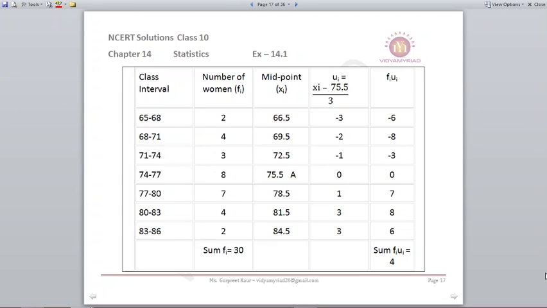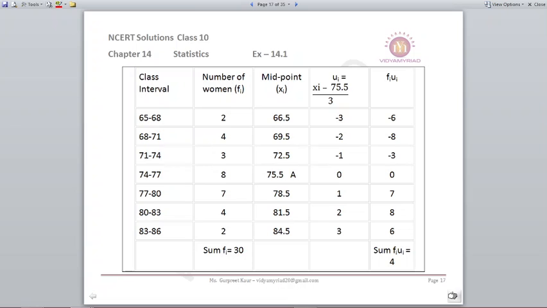It will look like a ui column. If you see, it is coming as -3, -2, -1, 0, 1, 2, 3. And if you look at the xi values, here 75.5 is the middle number. We have assumed this as the mean. So the calculations become very easy when I do fi into ui, that is 2 into -3, 4 into -2, 3 into -1, 8 into 0, 7 into 1, 4 into 2, 2 into 3.